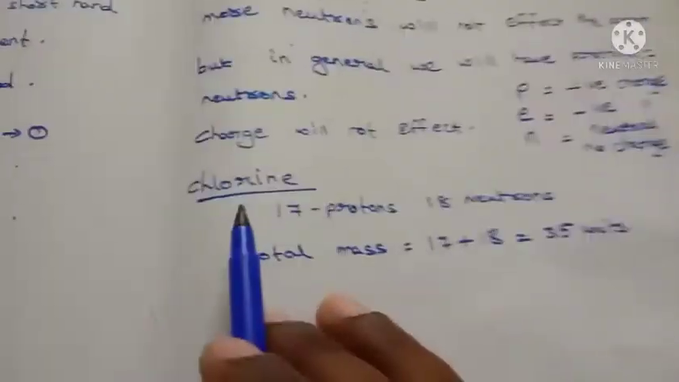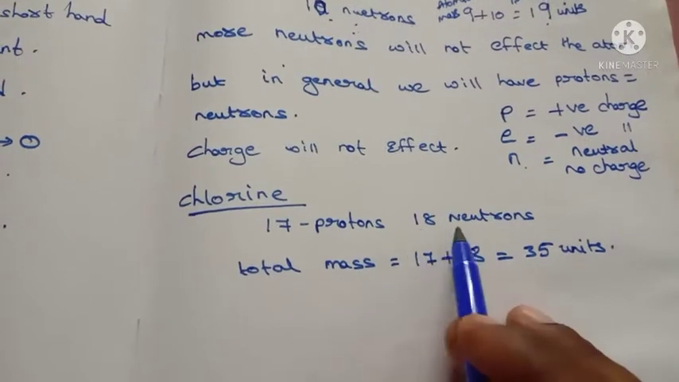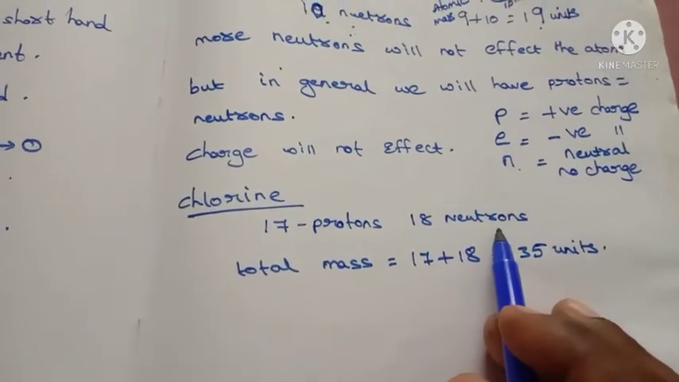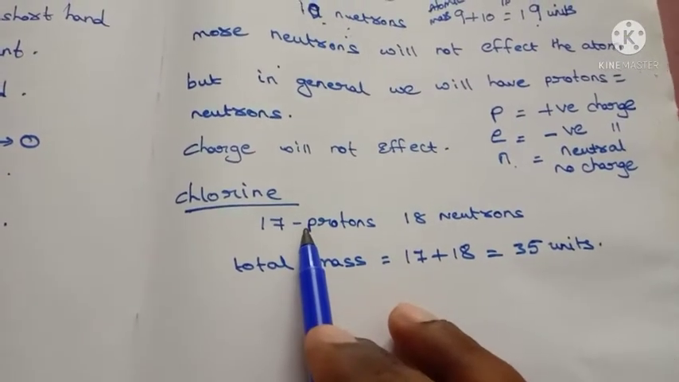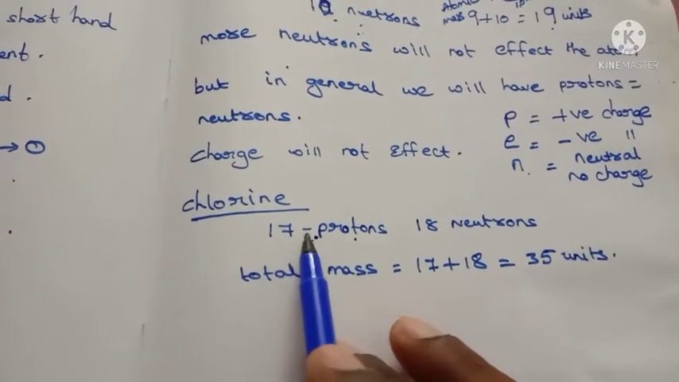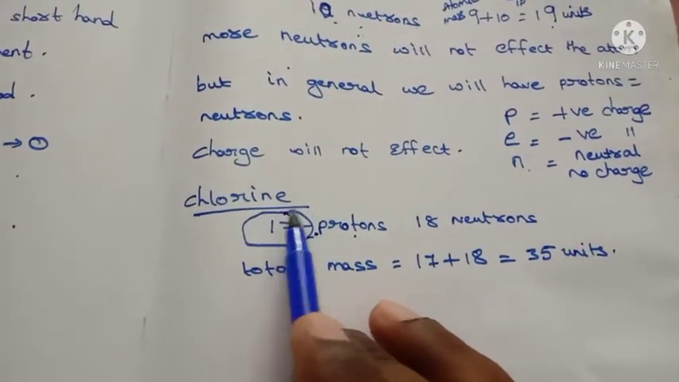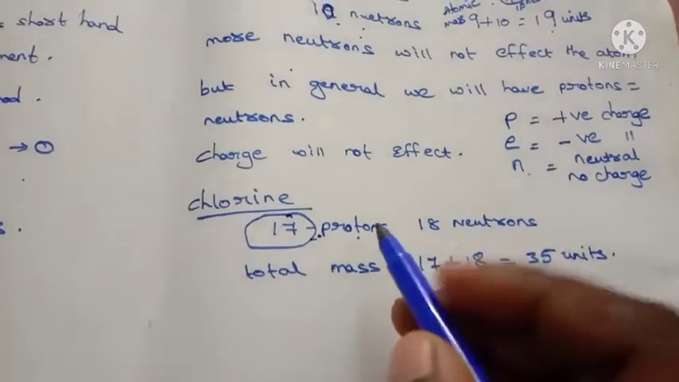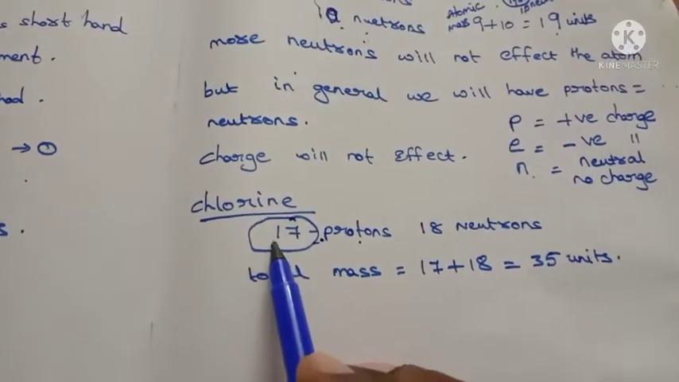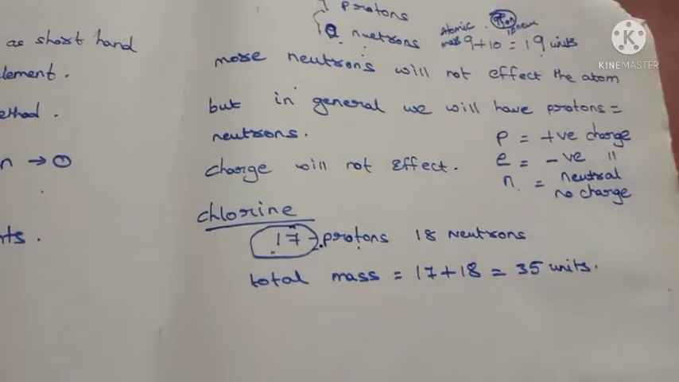Now take the example of chlorine here. 17 protons, 18 neutrons. A chlorine atom has 17 protons. What is the atomic number of chlorine? 17. The number of protons is equal to the atomic number. So what is the atomic number of chlorine? 17.